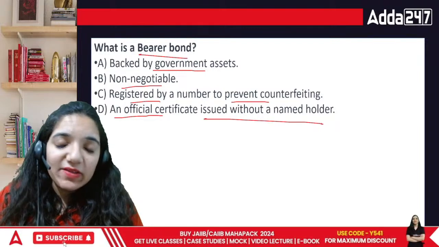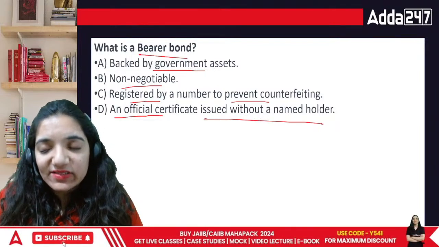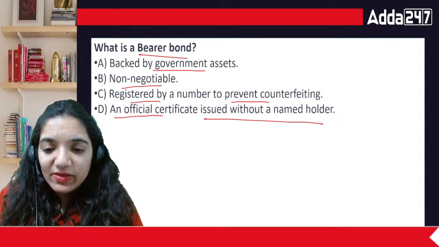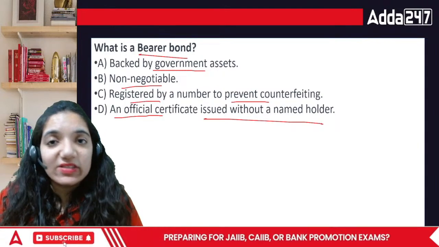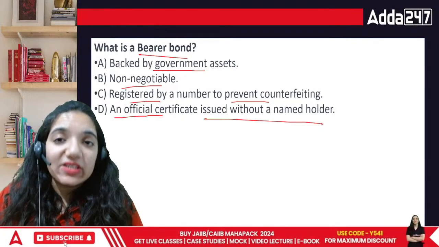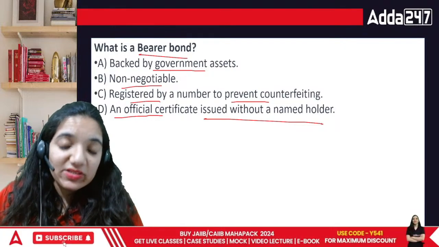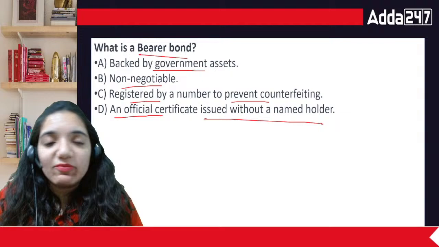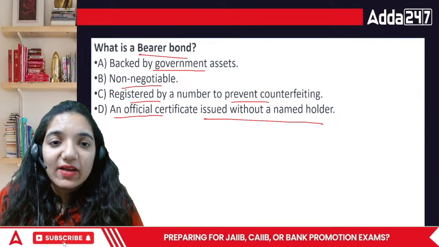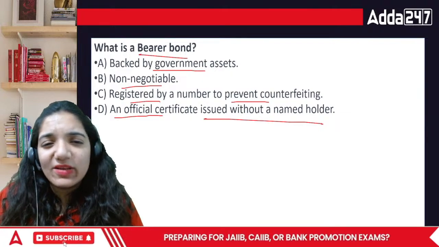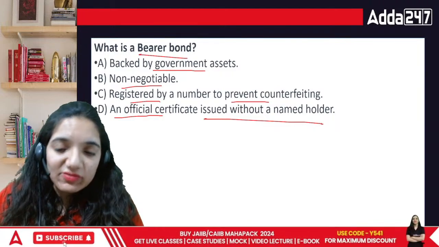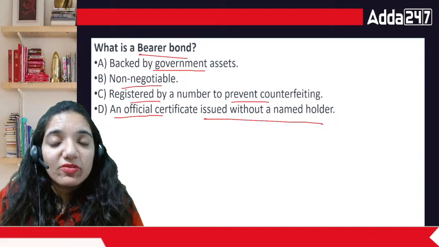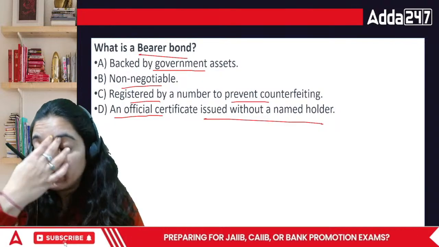It has nothing to do with the backup of the government assets. If there is an asset backed up, it is basically based upon the registered ones. In this case, we are talking about secured debentures. Secured bonds are the ones which have been backed up, and then we have registered non-negotiable, and non-negotiable are the ones which are non-transferable. Otherwise, they are all transferable in terms of bonds. And we talk about registered by the number to prevent counterfeiting.